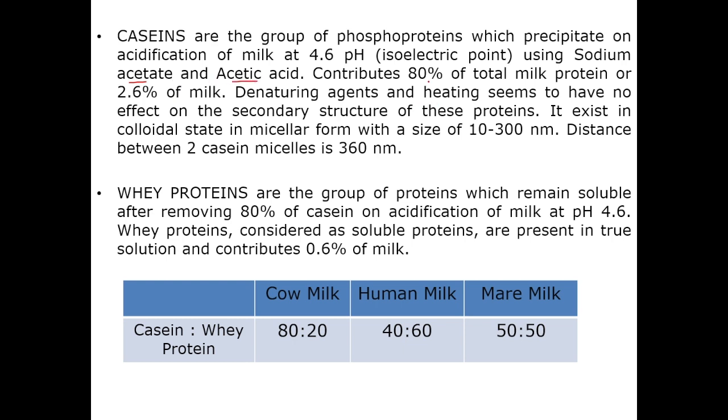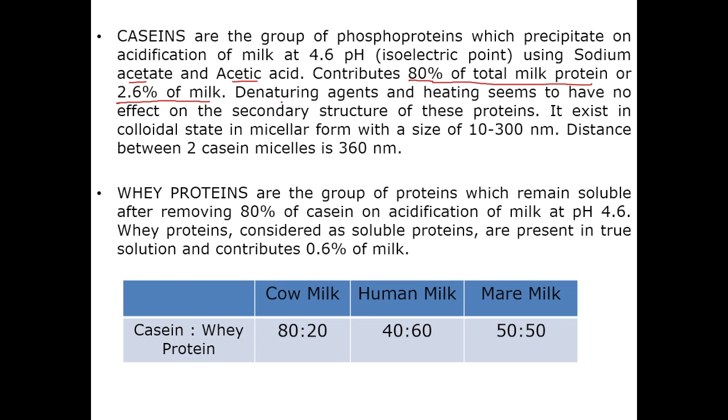Now they contribute around 80% of the total milk protein, or 2.6% of the milk. Denaturing agents and heating seem to have no effect on the secondary structure of these proteins. So the caseins are considered to be already denatured proteins because they have very little secondary or tertiary structure. That is why denaturing agents and heating have no effect.